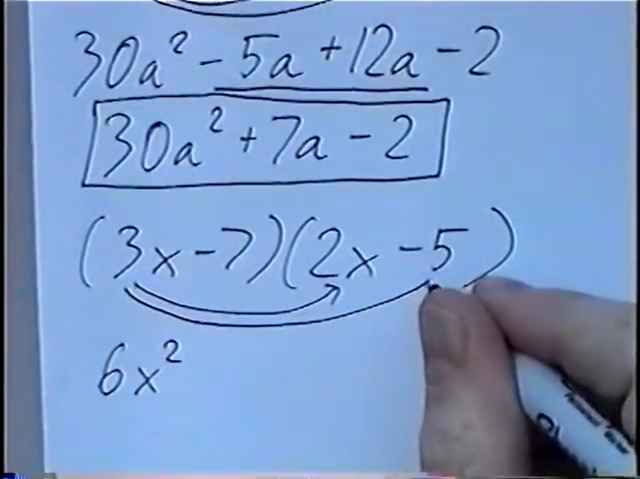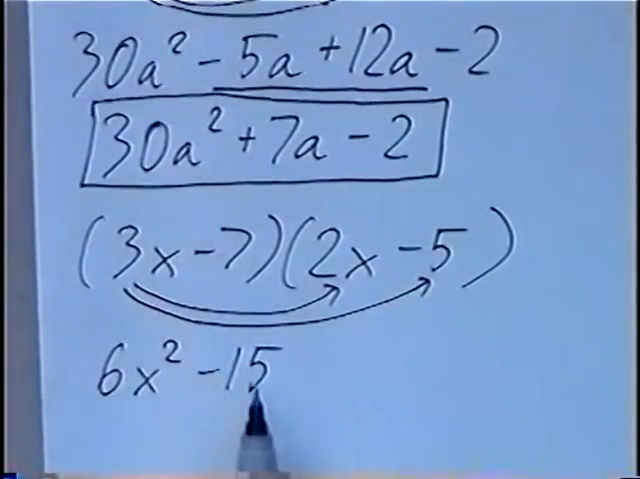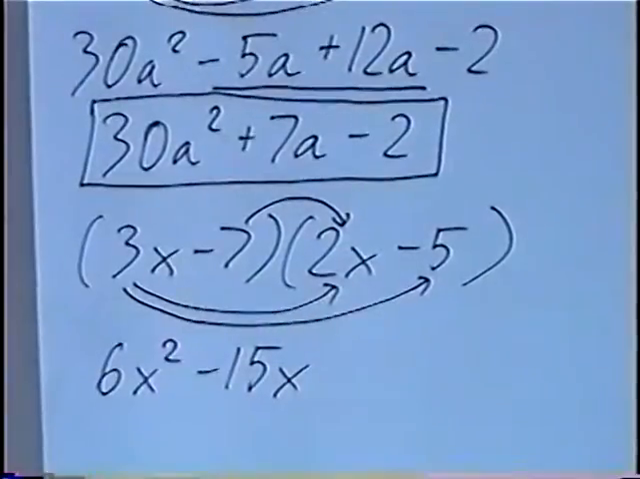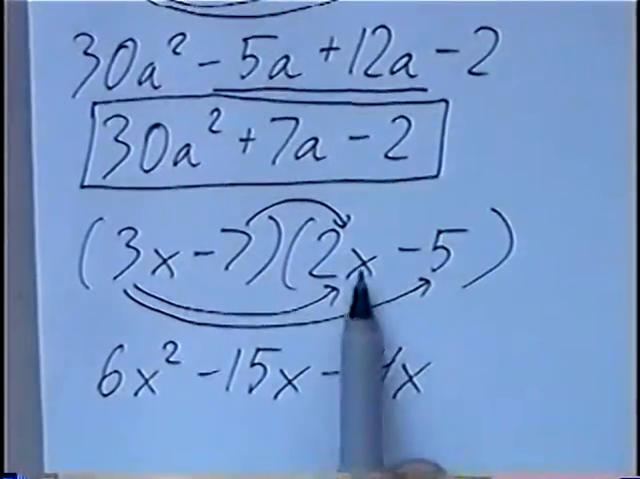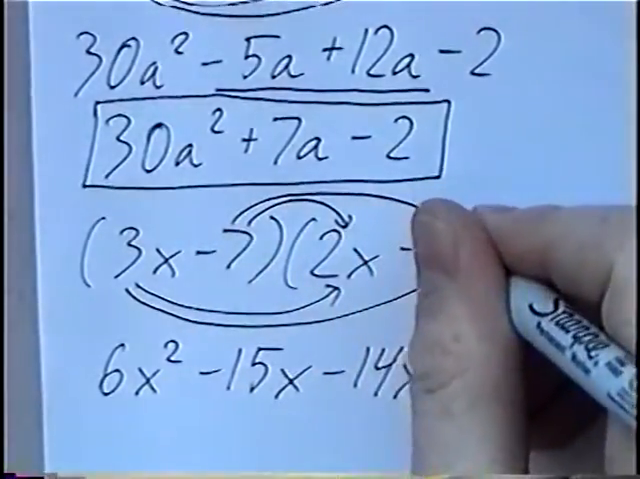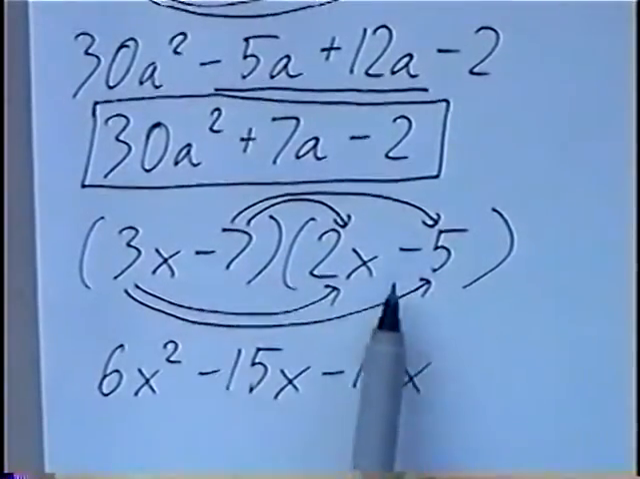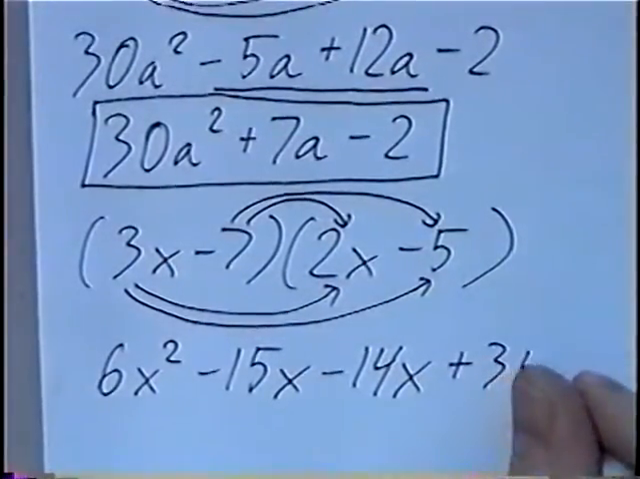Multiplying the far left times the far right, the outside terms, 3x times a negative 5. 3 times a negative 5 would be negative 15, and the x will stay on for negative 15x. Multiplying the inside or middle terms, negative 7 times 2x. Negative 7 times 2 would be negative 14, and again leaving the x on, negative 14x. And the last numbers in each parentheses, negative 7 times negative 5. Multiplying a negative times a negative would be a positive, and 7 times 5 would be 35.